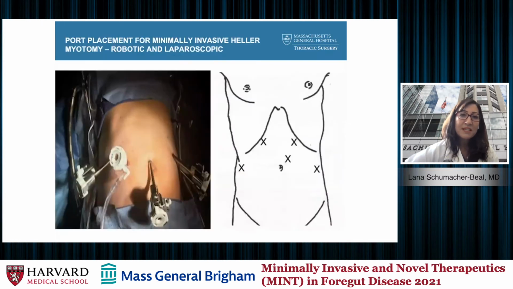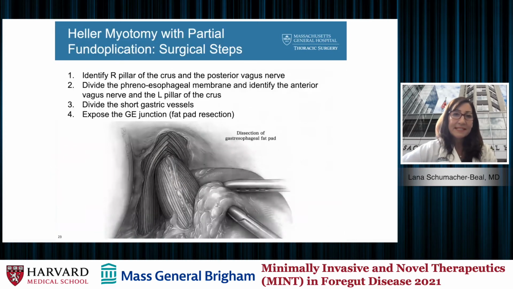So when we discuss how to do this procedure, you can look at these two examples. There is port placement for a robotic approach on the left side of the screen and a laparoscopic approach. So similar port placement. And I think in deciding, the steps of the myotomy are going to be the same, whether you do it laparoscopic or robotic.